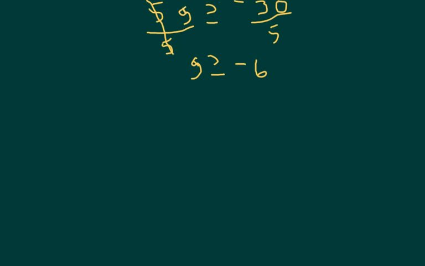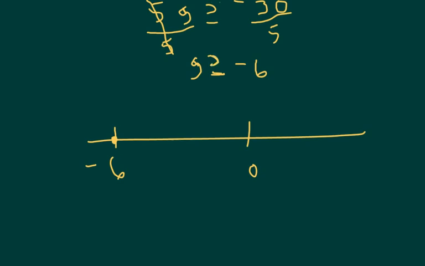So I'm going to graph this on a number line. So I'm going to have a 0, and I'll go to the left of 0 for negative 6. The equals to part tells me dot. The greater than tells me move to the right. So that's how we solve and graph two-step inequalities.